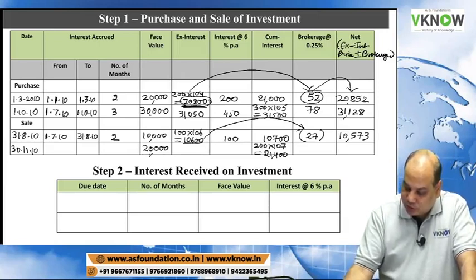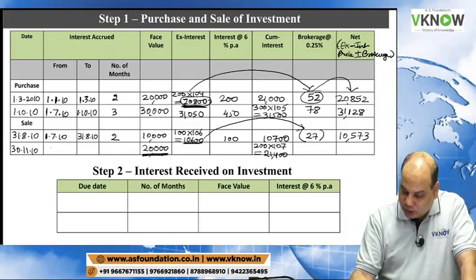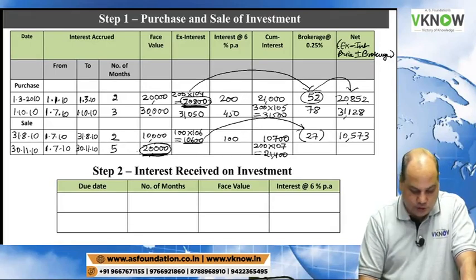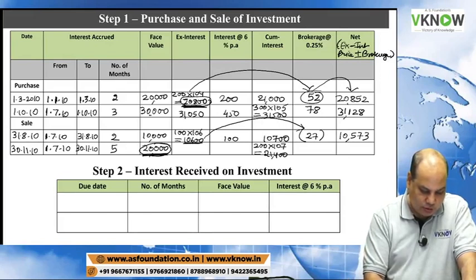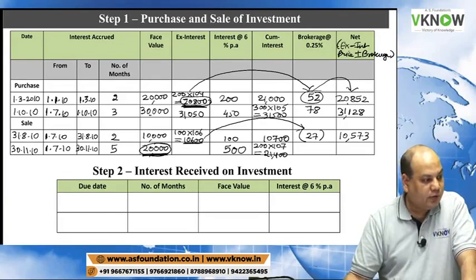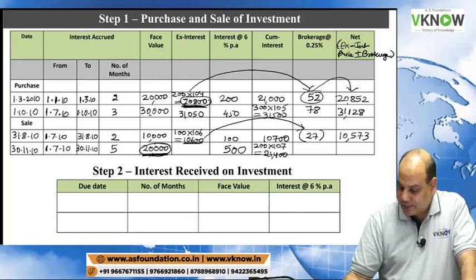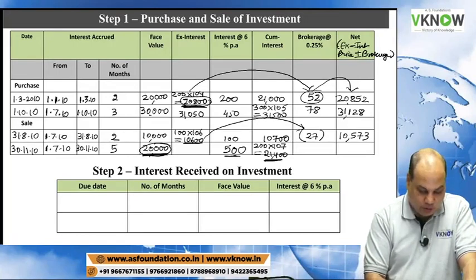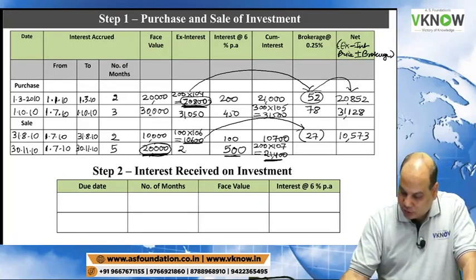What about the interest on 20,000? So we will calculate the interest accrued first. Interest will accrue from 1st July to 30th November 10, which is 5 months. Take 20,000 into 6% into 5 divided by 12. That is 500 rupees, the interest. 21,400 minus 500 is going to give you the ex interest amount.